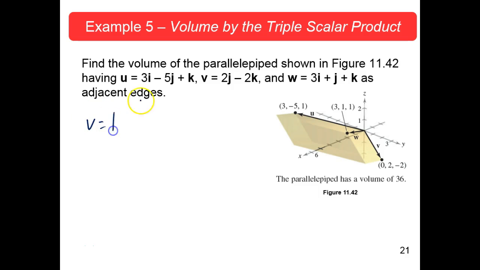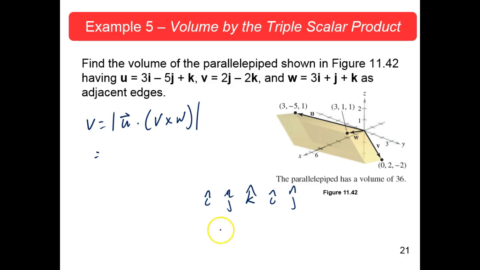Okay. V is equal to the absolute value of the U vector dotted with the cross product of V and W. All right. Let's do V cross W first. To me, the easy way to do V cross W is i, j, k, i, j. Repeat those first two. The book doesn't do it this way, but to me this is the easy way. Then do V. There is no i, so it's 0i, 2j, minus 2k, 0, 2. Just repeat the first two. And W is 3, 1, 1, 3, 1. Repeat the first two columns.